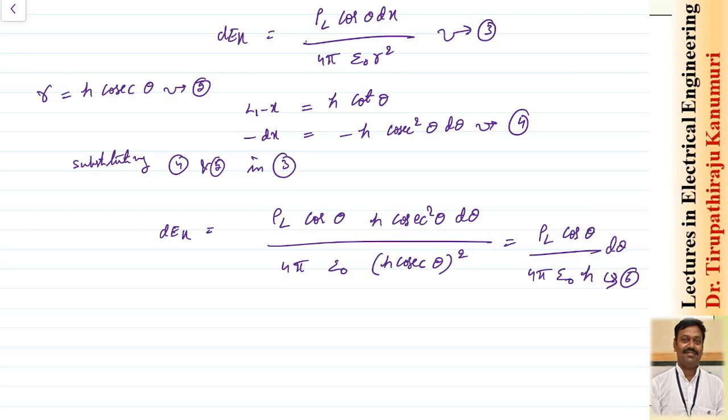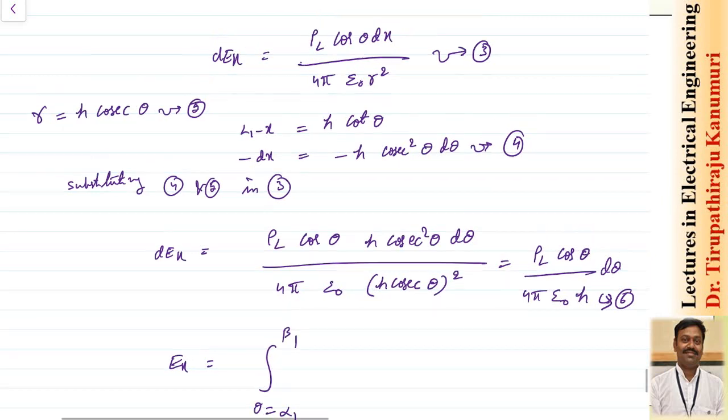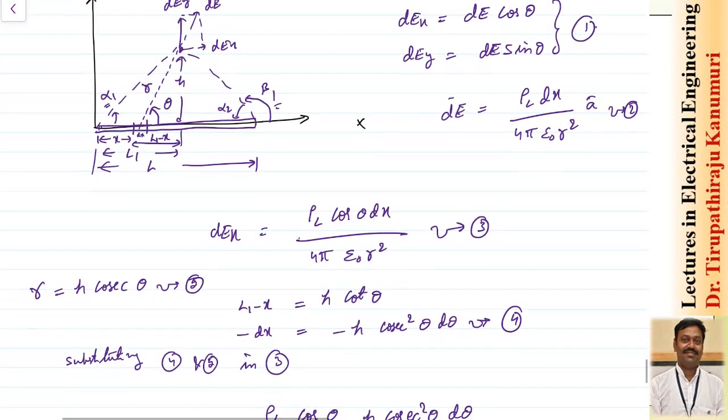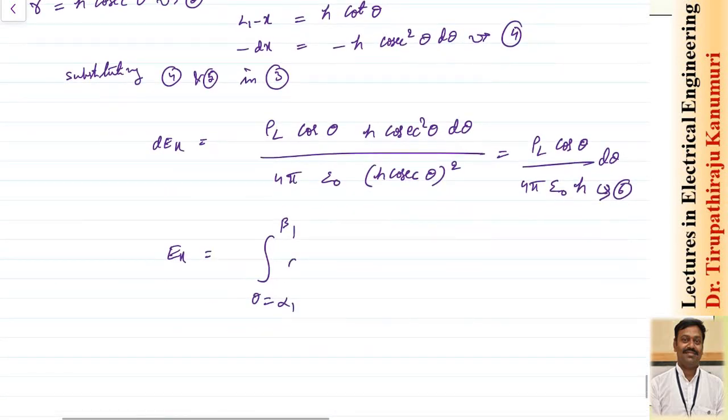So the x component due to the total length, we have to do the integration. Here it is d theta, and theta is varying from alpha 1 to beta 1. You can see here it is varying from alpha 1 to beta 1. Getting it? So I have to do the integration of dEx.